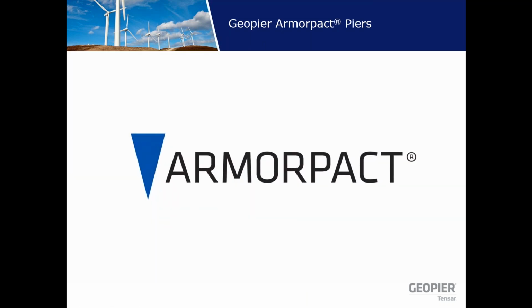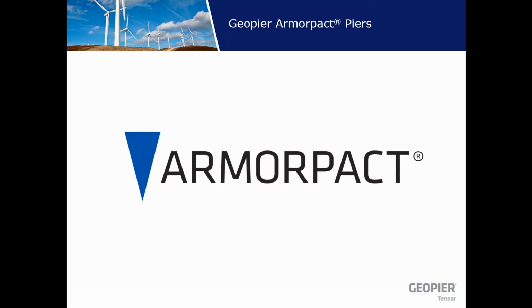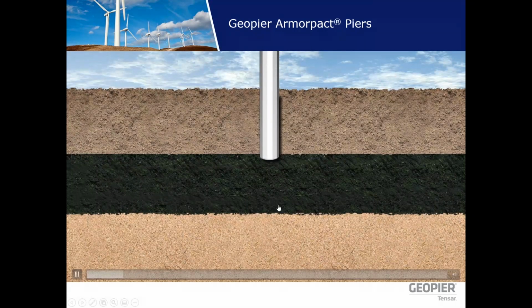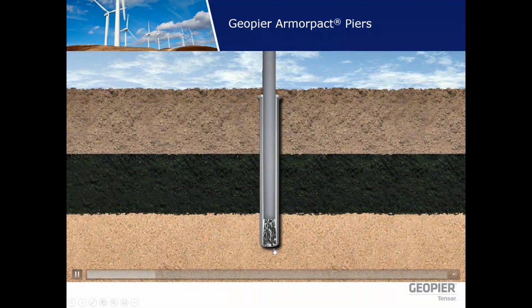So we have one last video for the day. This is the ArmorPact system. Now there's one thing I want to point out that's very important during this video. You can see they're advancing the mandrel to the design depth, and they place that first 3 foot lift and they compact it down. Now you see that the shell moved when they compacted that first lift. That's okay. That means we're engaging the bearing soils and we're getting the capacity we need.